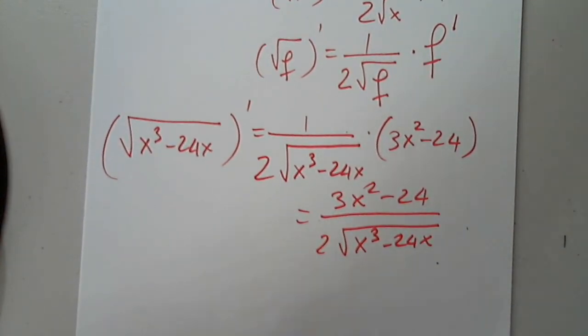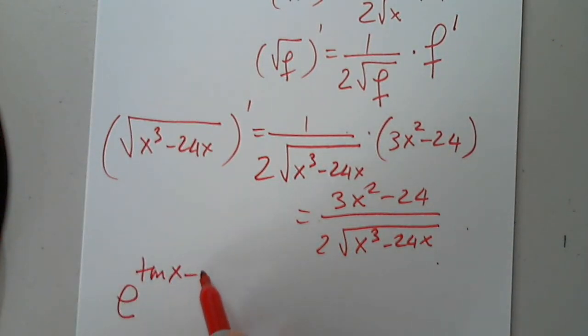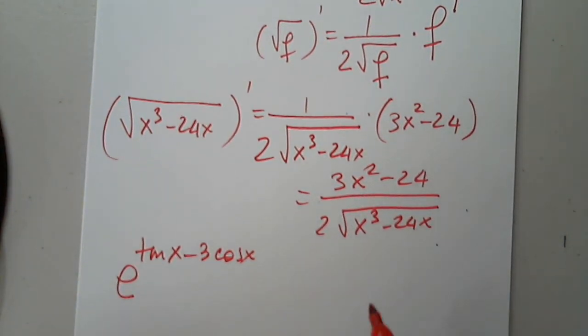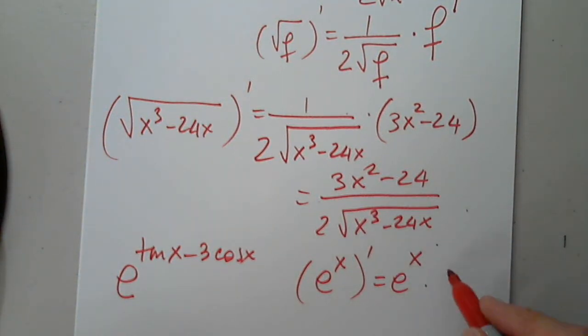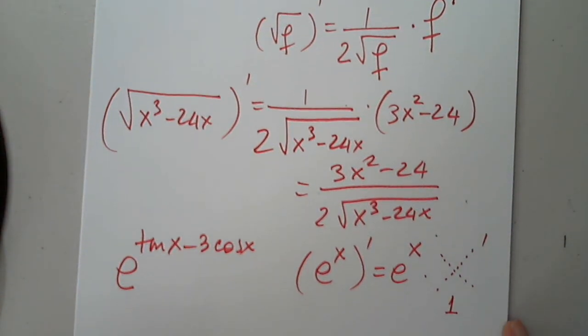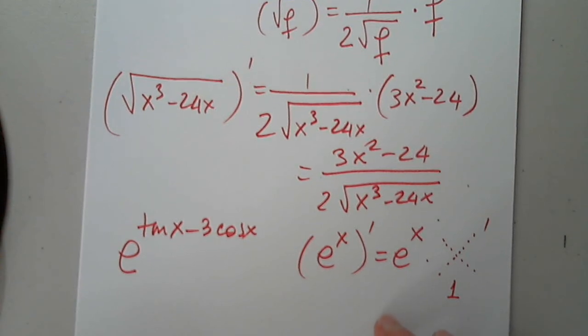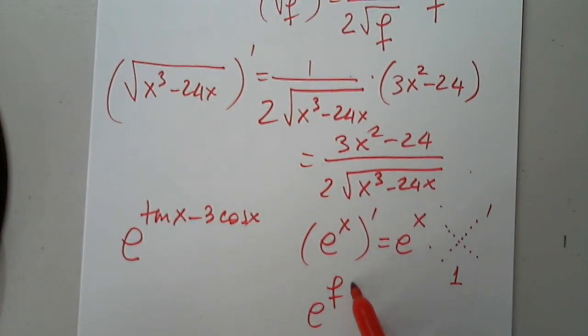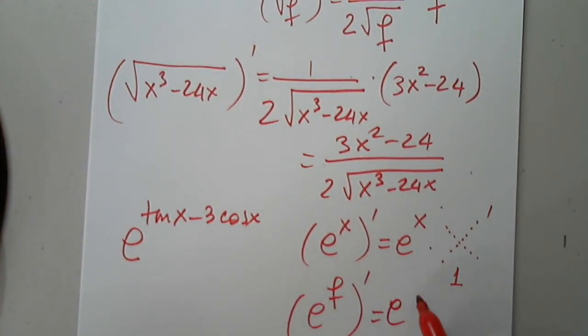And now I wanted to talk about e raised to tangent x minus 3 cosine x. So let's write the formula first. This is such a nice function. But to be exact, I should be writing this. I'm not, because it's 1. But that's the formula we're going to use. E to a function prime is e to that function, but times the function prime.